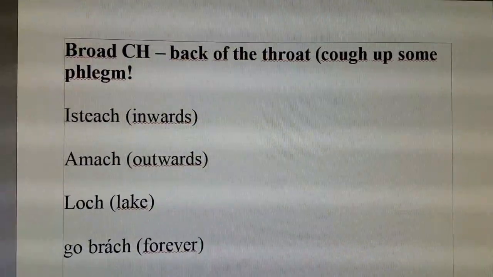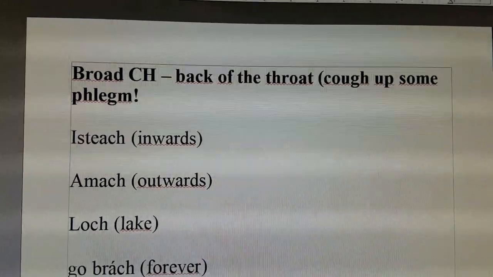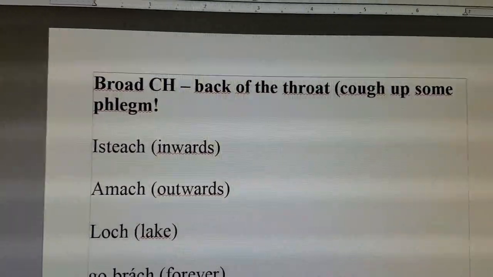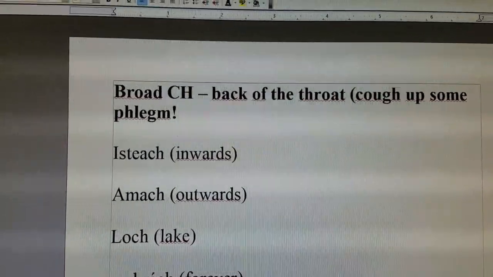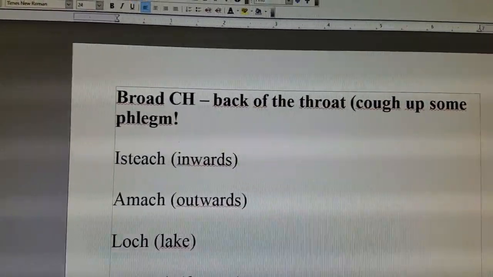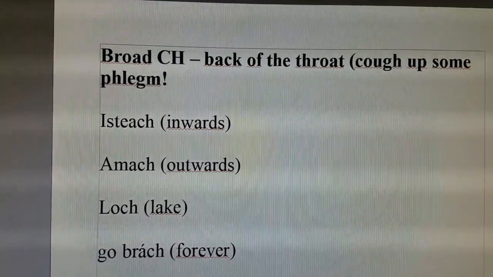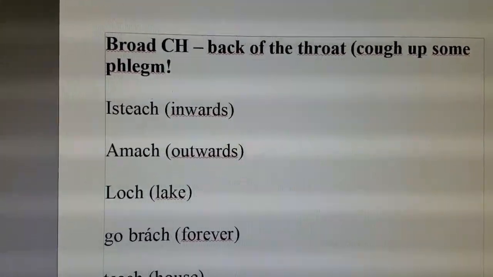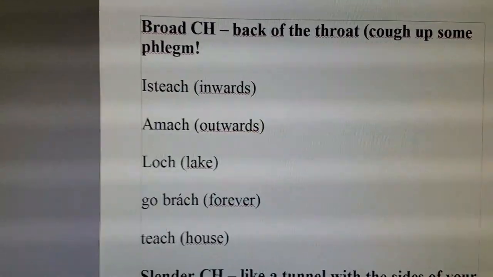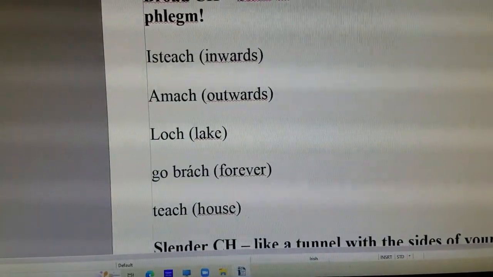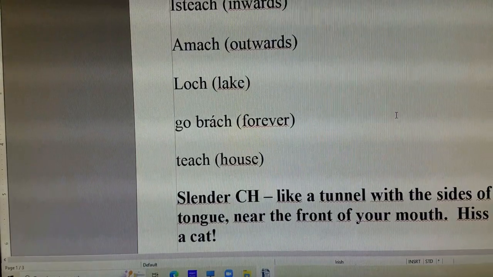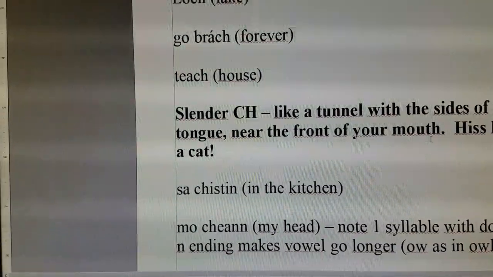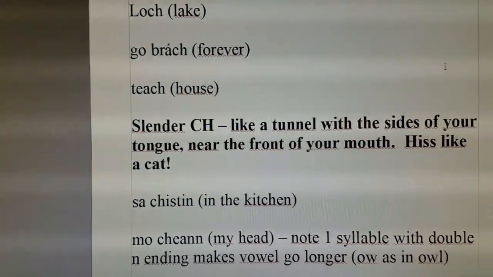So a broad CH is a ch, like in loch. We have that in English, just in that word loch. So it's the back of your throat. It's almost like you're coughing up some phlegm. So here are some examples: Ireland forever, chach, house.